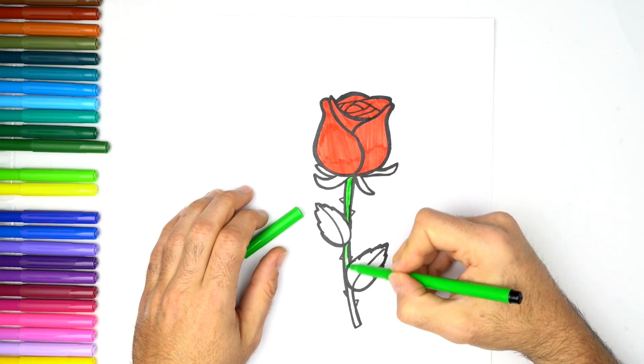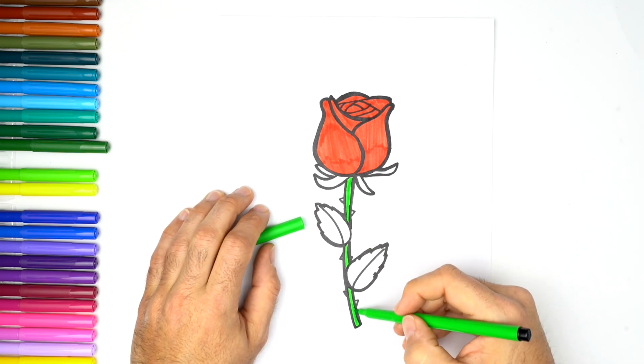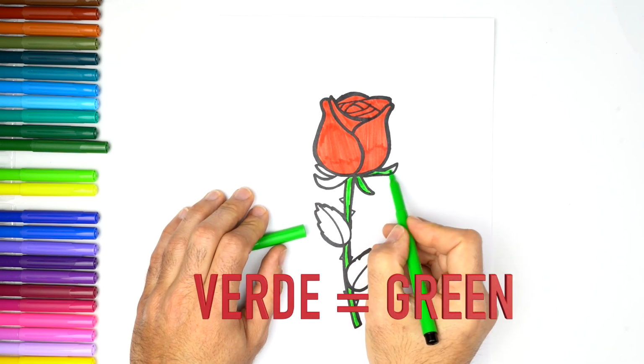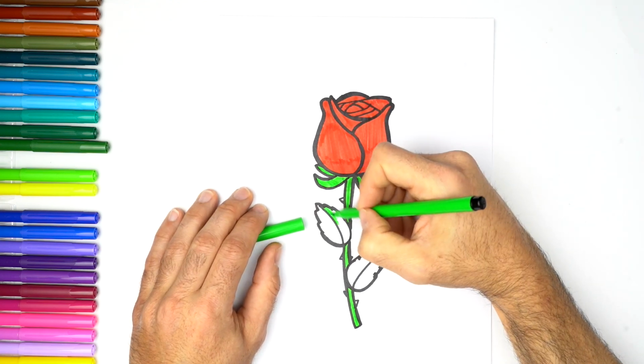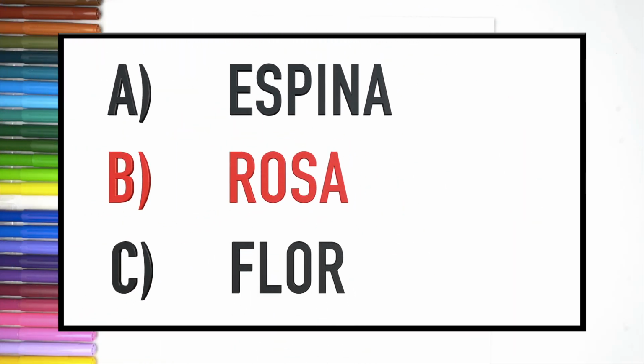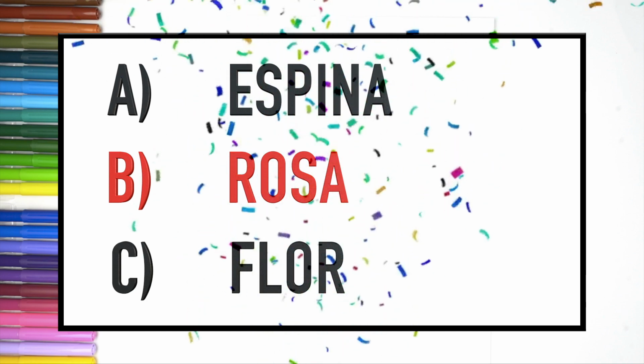Now let's go with the green color. Green in Spanish is VERDE. Let's see if you know the answer. Rose in Spanish is ROSA. Fantastic! You have got it right. Very good.